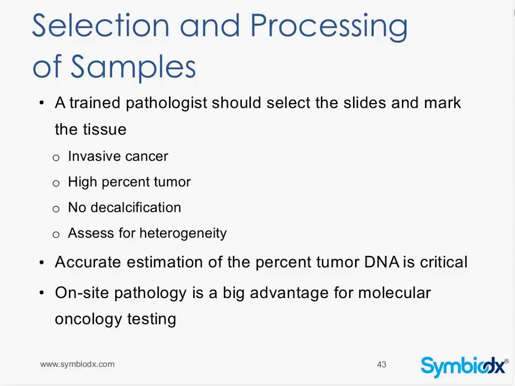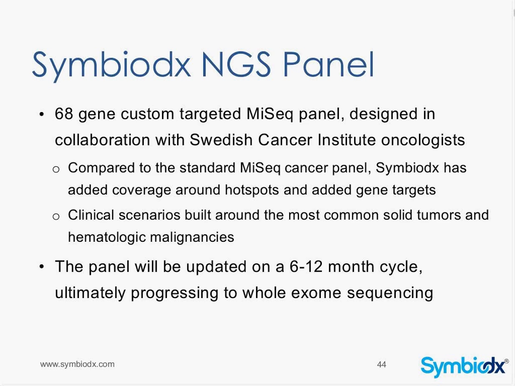The other part is actually selection and processing of samples, looking at the actual slides. Again, when you're looking at slides, you need to differentiate which part of the tumor is invasive. You want to find the area that has the highest percent of tumor. Definitely no decalcification, and you actually want to assess for heterogeneity as well. So if two parts of the tumor look different, or if you know they have different expression on immunohistochemistry, like if part of your tumor expresses HER2/neu and part of it does not, you probably want to test both areas. The percent tumor DNA is critical, and on-site pathology is a big advantage.